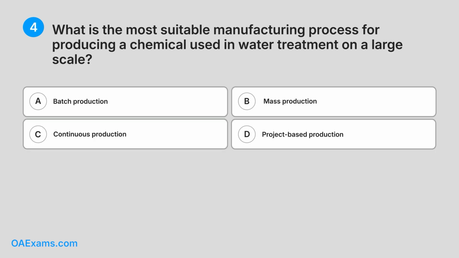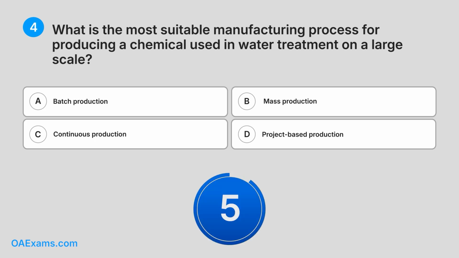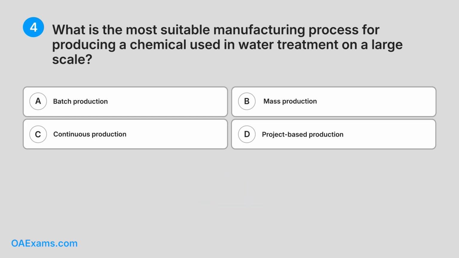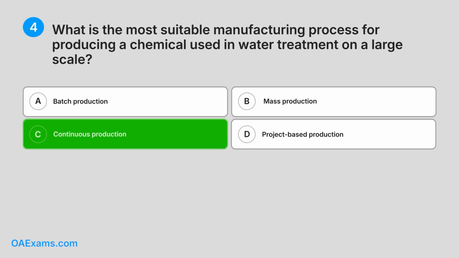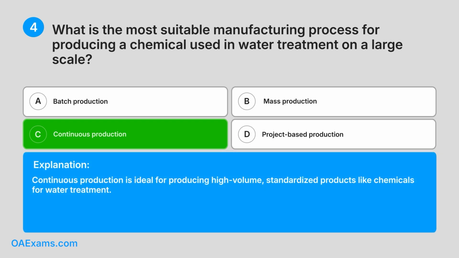4. What is the most suitable manufacturing process for producing a chemical used in water treatment on a large scale? A. Batch production, B. Mass production, C. Continuous production, D. Project-based production. What do you think is the answer? Correct answer, C. Continuous production. Explanation. Continuous production is ideal for producing high-volume standardized products like chemicals for water treatment.